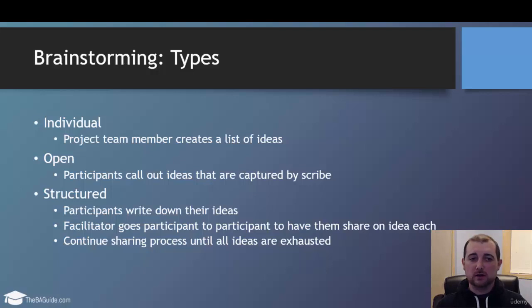You also have open. This is the most common one that I've used. You get people in a room and you just say, okay, here's the agenda, here's the issue, here's what we're doing, here's the scope of our brainstorming session. You kick it off with something and you let them go, and people are talking and throwing ideas out and getting excited. Other people are feeding off those ideas that are getting brought up, and you're just rolling.